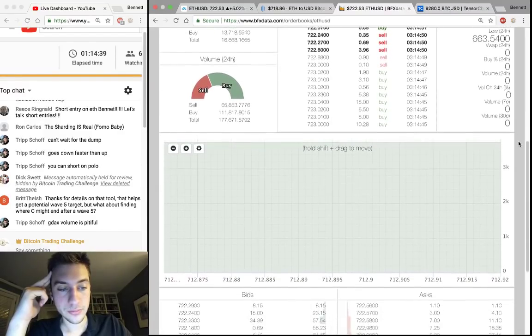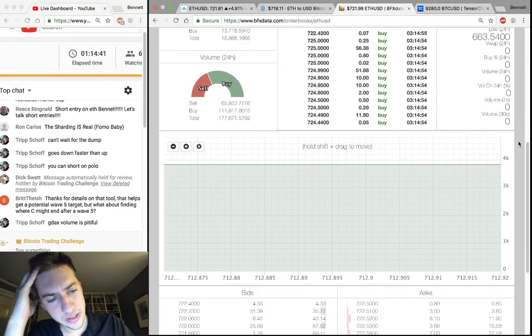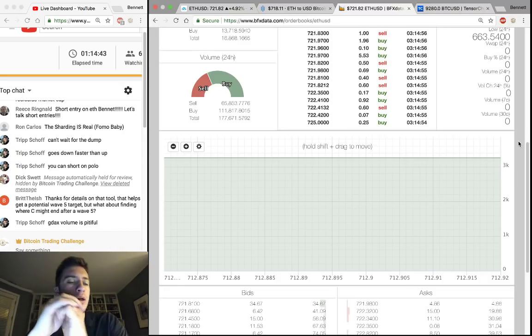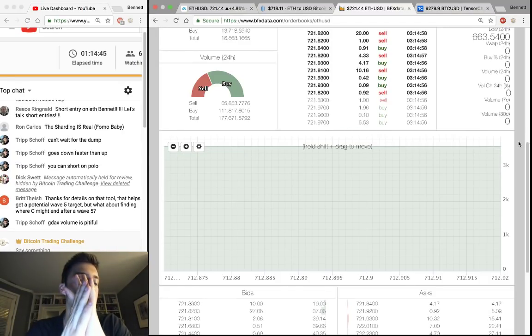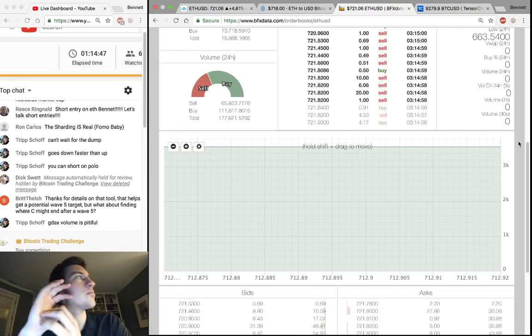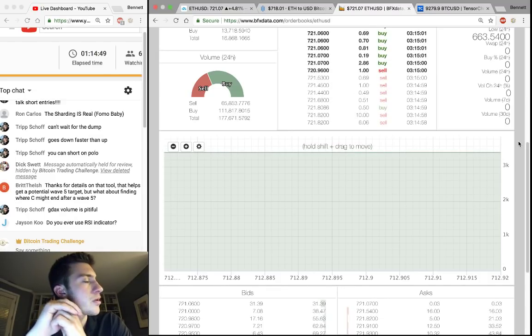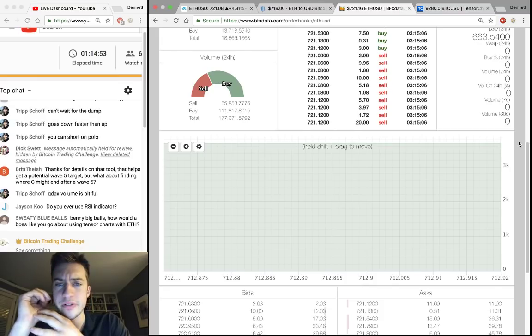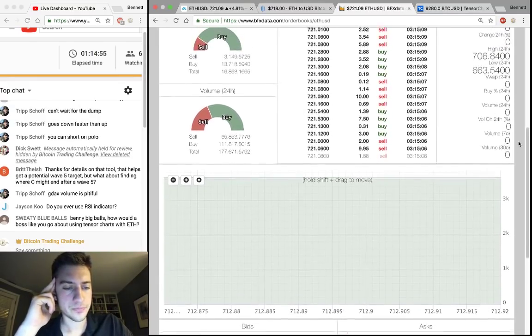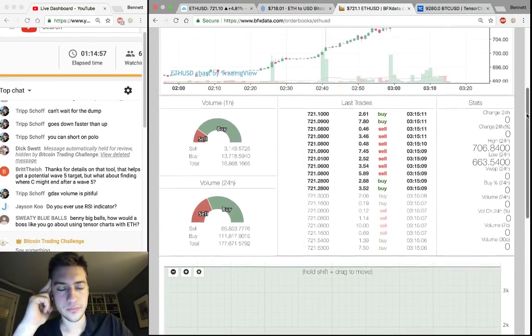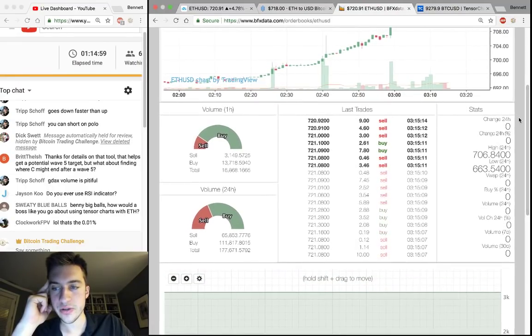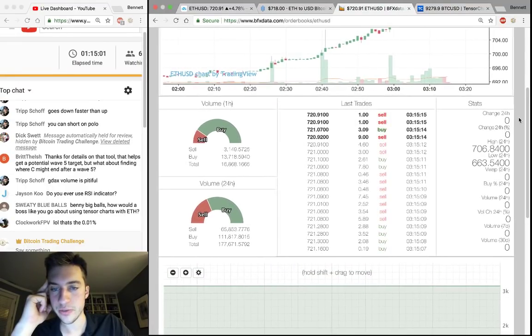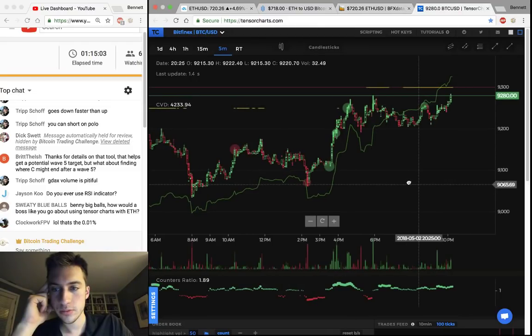I don't exactly know what you mean. Thanks for details on that tool. That helps, but what about finding where C might end after wave 5? Where C might end after wave 5. Do you mean an ABC sequence within another wave? Because I don't exactly know what you mean. I would just not even recommend using tensor charts with Ethereum. I would just use tensor charts with Bitcoin, like this.